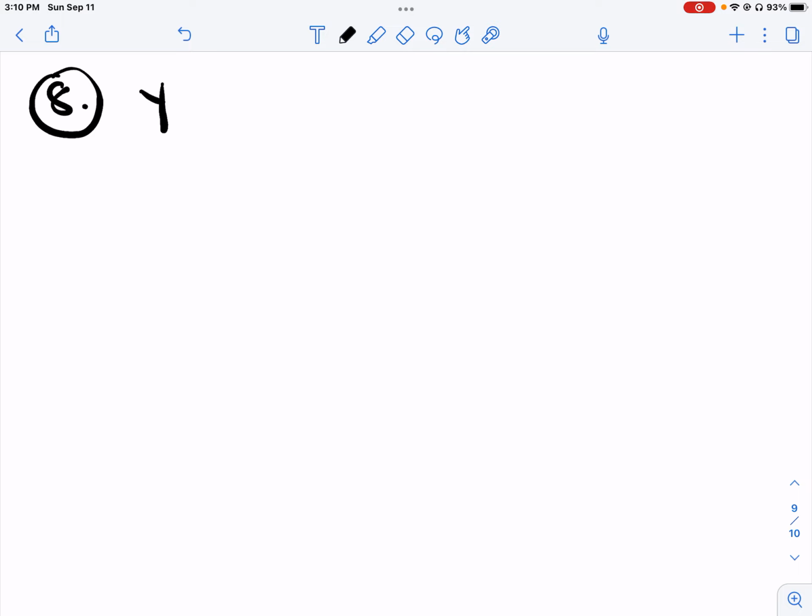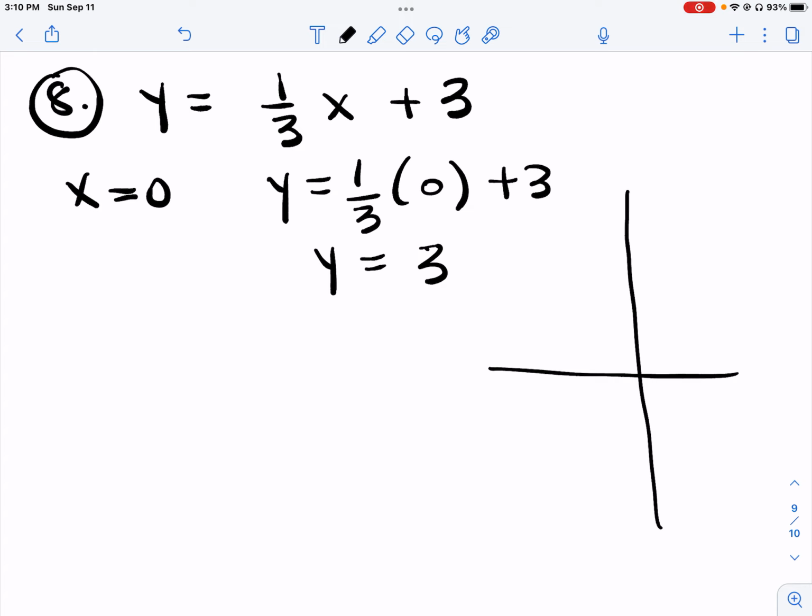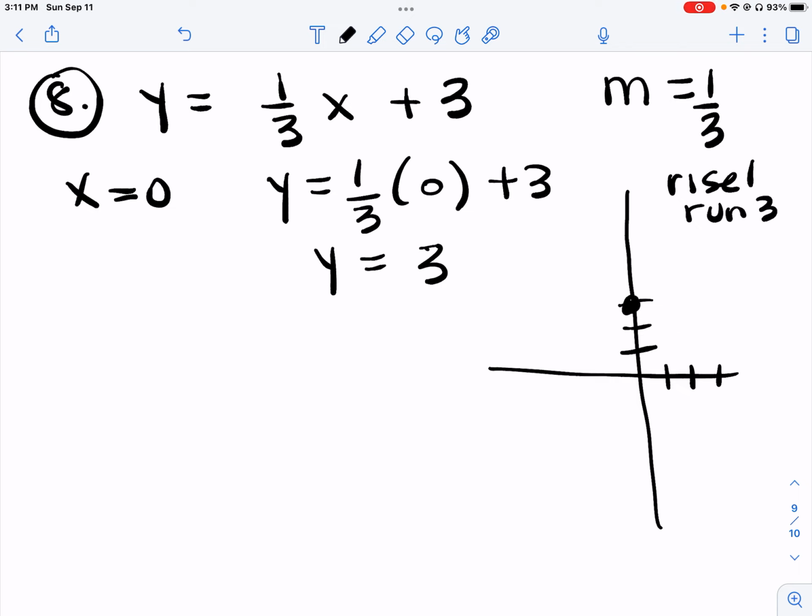Number 8. Okay, use the slope and y-intercept. Okay, when x equals 0, we get 1/3 times 0 is 0, plus 3 is 3. Okay, so 0, 3 means over 0 and up 3. The slope is 1/3, which means rise 1, run 3 from this point. So go up 1 over 1, 2, 3.